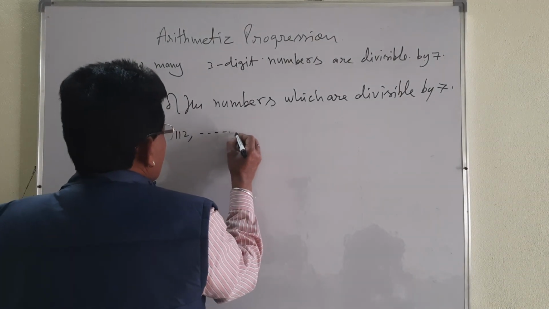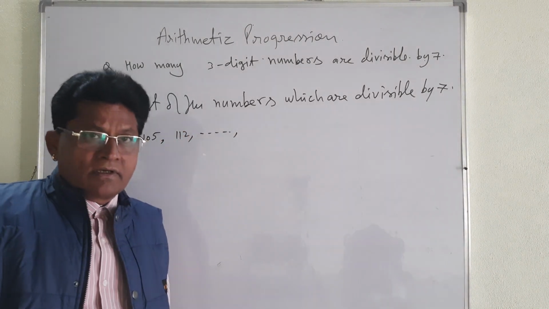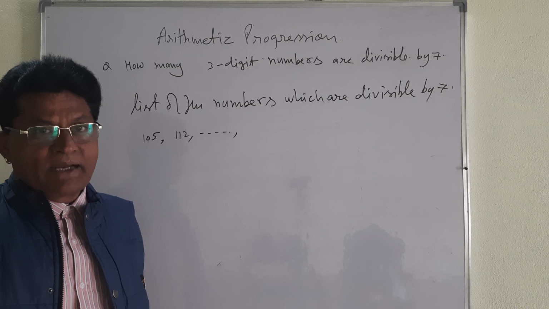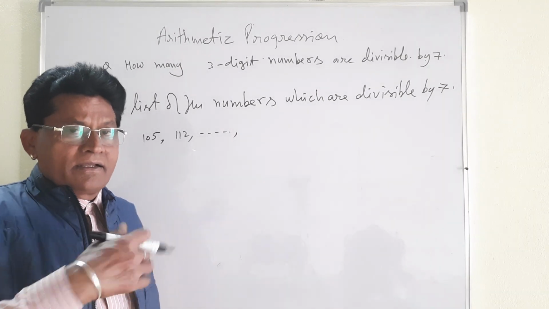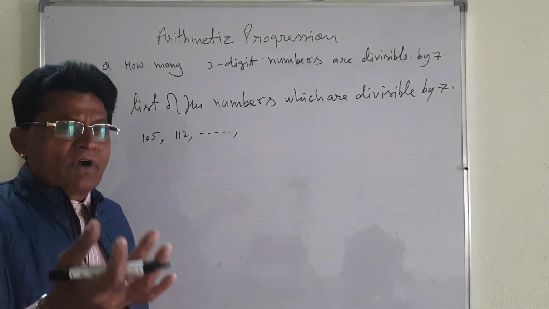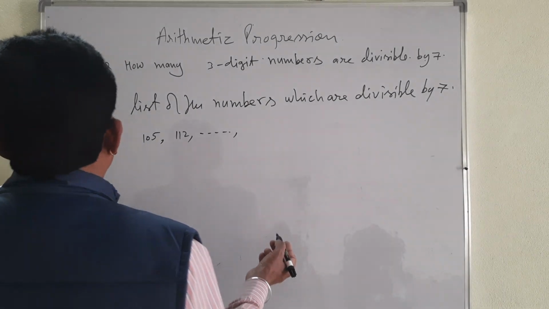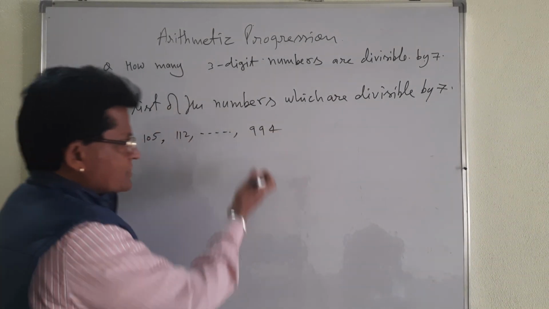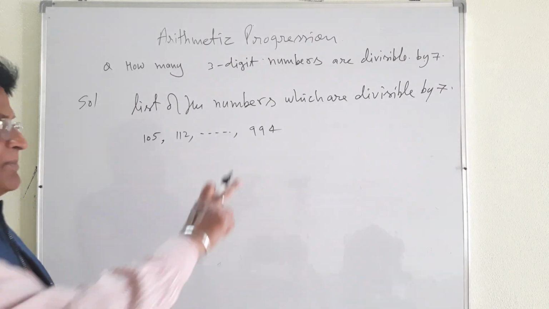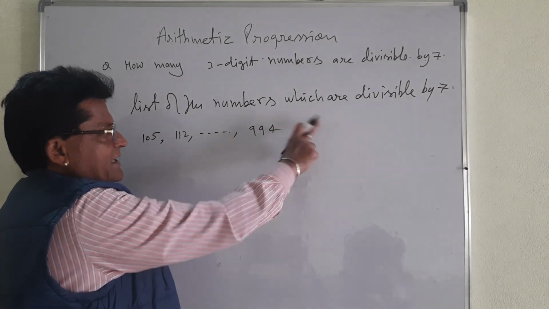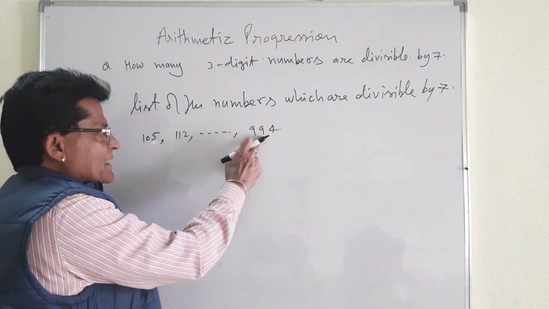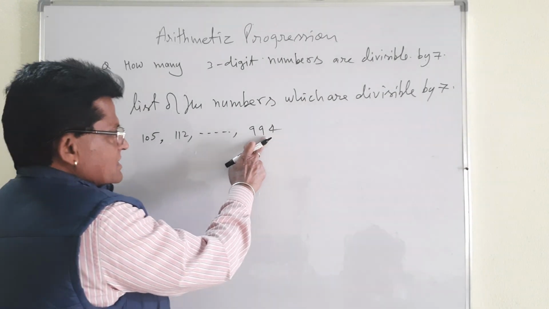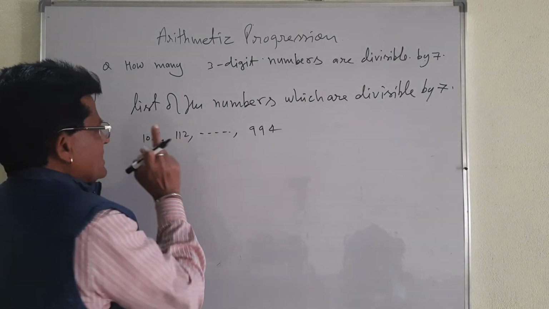Let me take the last number. The greatest 3-digit number is 999, but it is not divisible by 7. Then before 999, what may be the number which will be divisible by 7? See, 994. Only this number less than 999 will be divisible by 7. That is why the last 3-digit number will be this one, first is this one, second is this one.